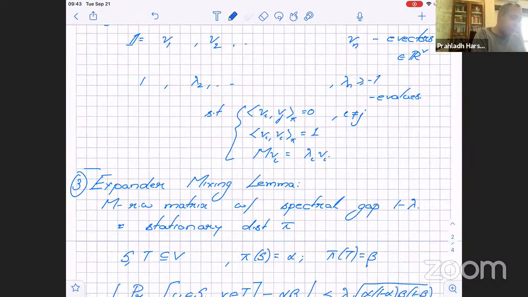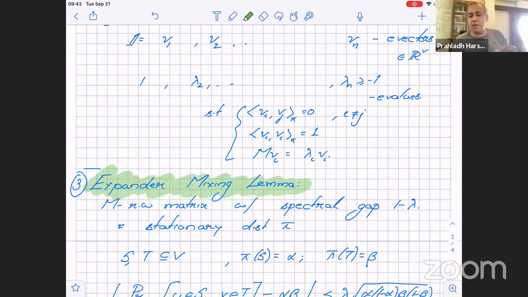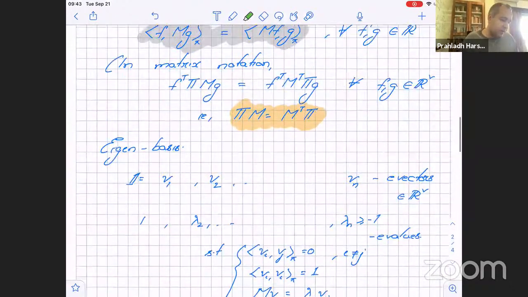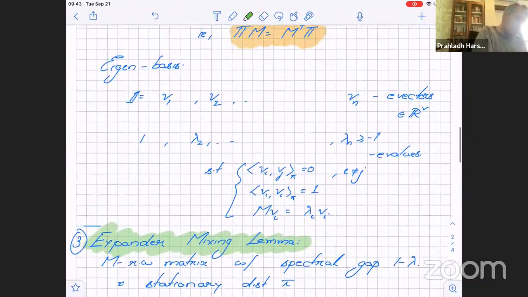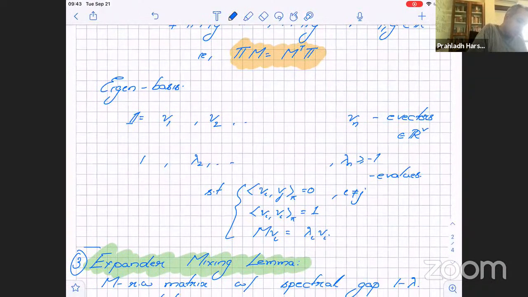The first important theorem which we actually proved was what we call the expander mixing lemma. The expander mixing lemma says that if you're given M, which is a random walk matrix with spectral gap 1 minus lambda. So what was spectral gap? Did we define spectral gap over here? I didn't define spectral gap, so the spectral gap of a matrix is the minimum between 1 minus lambda 2 and lambda n plus 1. That is how we define spectral gap.